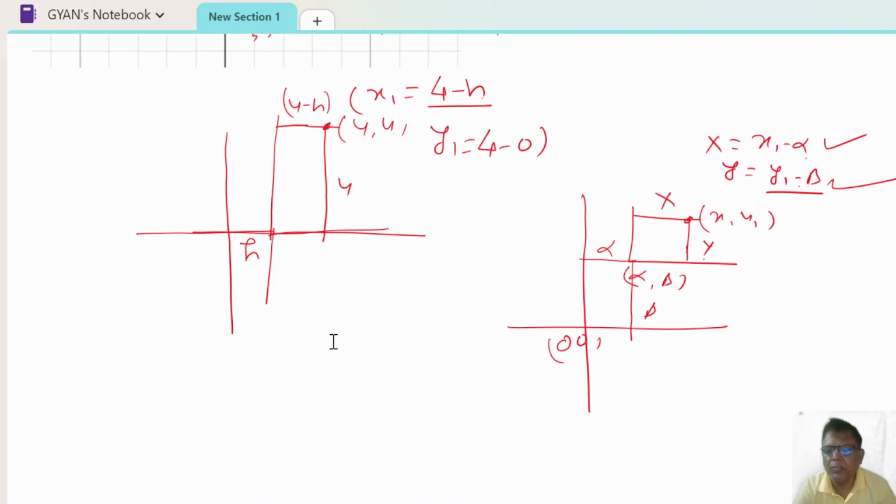Now come to the rotation of coordinates. Suppose you are rotating the coordinates, then what will happen? Suppose the coordinate is 4, 4 and this is 4 root 2. Suppose you have rotated the axes so that this becomes the y-axis and this becomes the x-axis. So what will be this coordinate? The x coordinate will be 4 root 2. What will the y coordinate be? The y coordinate will definitely be 0.